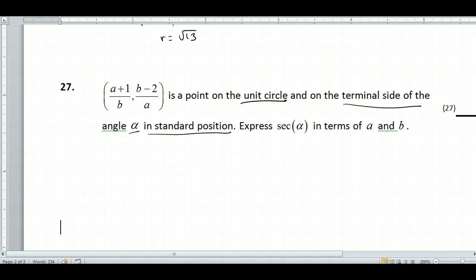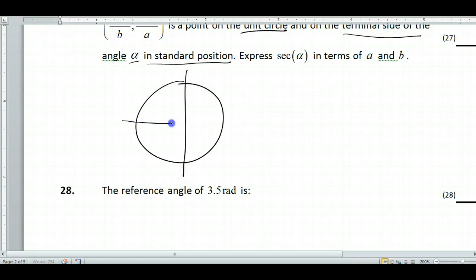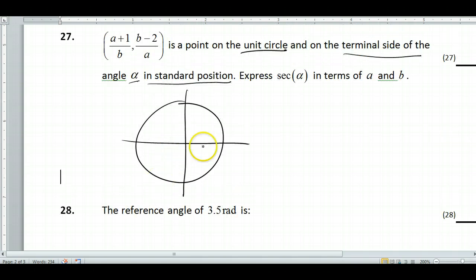You have the unit circle right here. Oh, this is pretty bad. You have the unit circle and the point on the terminal side of the unit circle and the angle. So I don't know where it is, I'll put it right there. Here we go. And here's the angle alpha. I'm going to call this point u and v, okay?